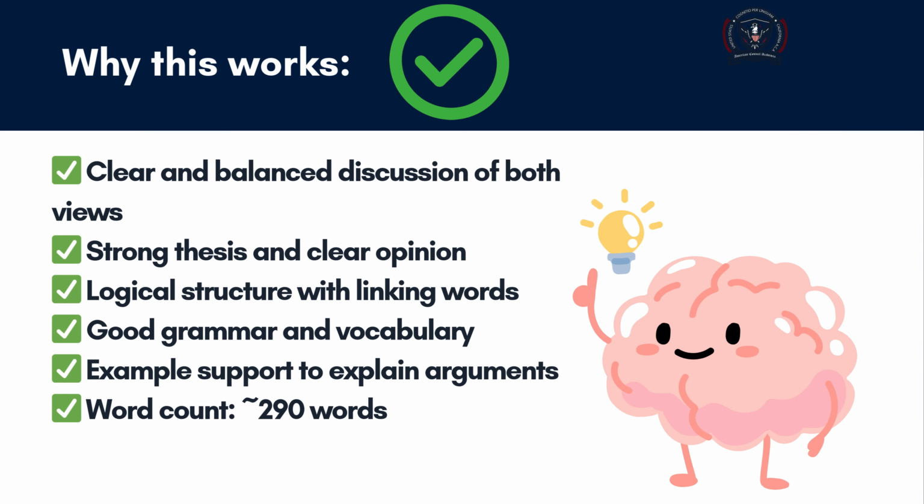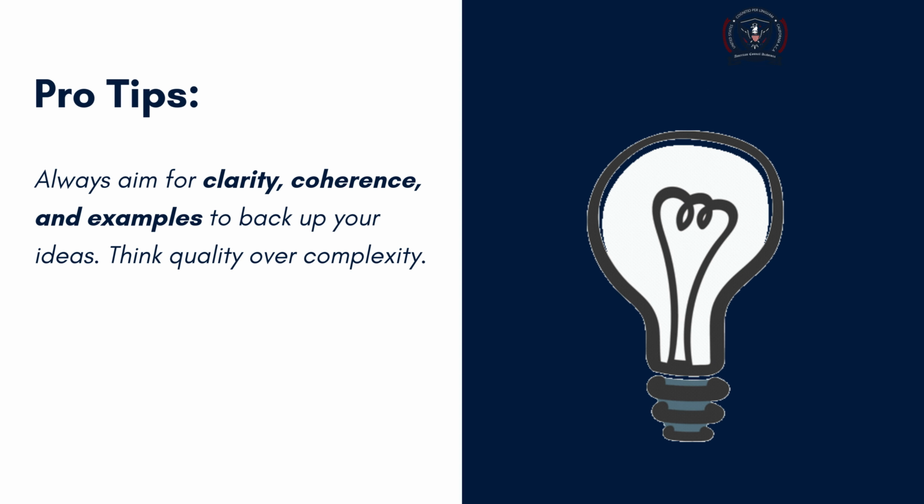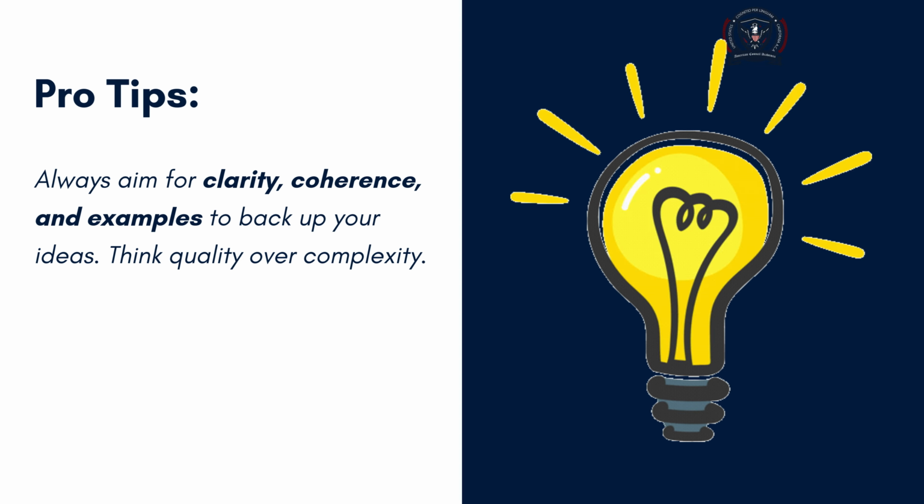Why this works. Clear and balanced discussion of both views. Strong thesis and clear opinion. Logical structure with linking words. Good grammar and vocabulary. Example support to explain arguments. Word count, 290 words. Pro tip: always aim for clarity, coherence, and examples to back up your ideas. Think quality over complexity.